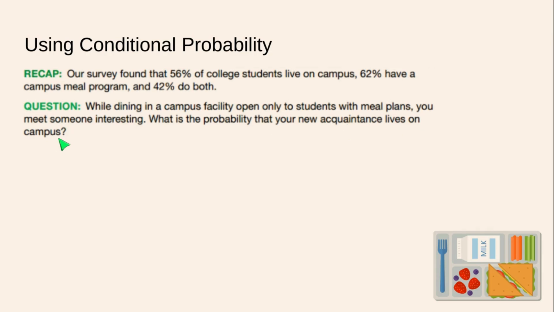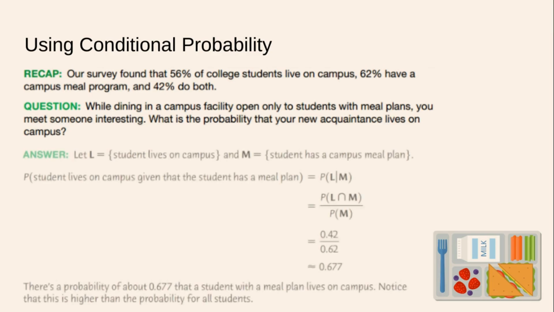So we're trying to find the odds that we live on campus given that we only are dealing with people who have meal plans. Okay, so how would we solve this? Well, here we go. We're going to use our abbreviations here. We're going to let L be living on campus and M be having a campus meal plan. The probability a student lives on campus given that the student has a meal plan would be probability of L given M.